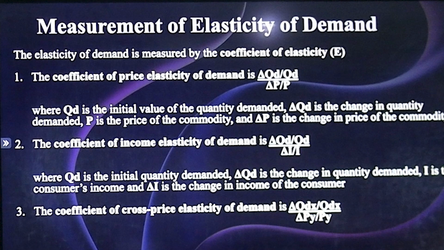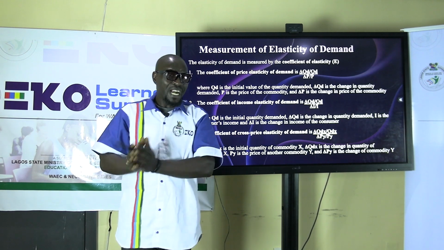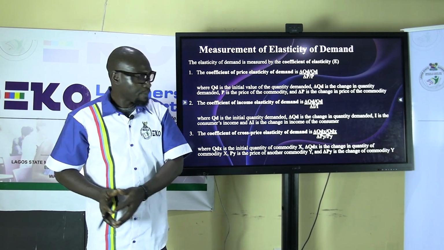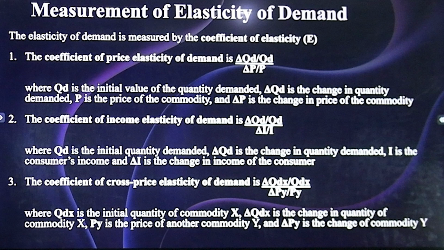where we now deal with two different products. So we are dealing with the quantity of one of the products and the price of the other product. Okay? So measuring the coefficient of cross-price elasticity of demand is basically the ratio of the change in quantity demanded of one commodity to the ratio of the change in price of the other commodity. So delta Q dx here is the change in the quantity of commodity X, and delta Py is the change in the price of commodity Y.